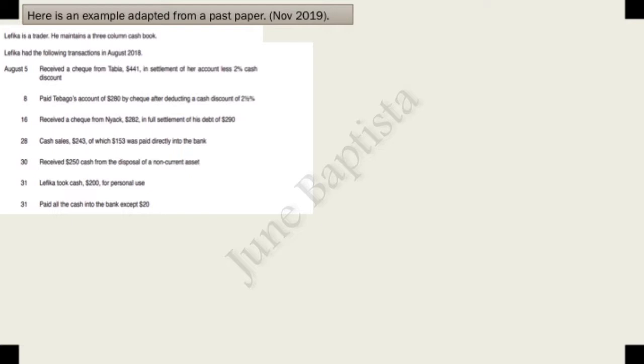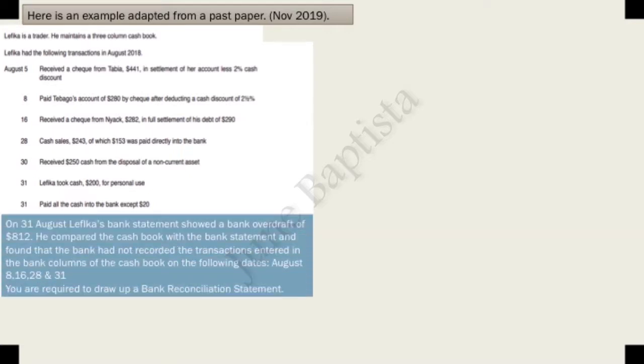Video resumes. Additional information. On August 31st, Lafika's bank balance showed a bank overdraft of $812. He compared the cash book with the bank statement and found that the bank had not recorded transactions entered in the bank columns of the cash book on the following dates: August 8th, 16th, 28th, and 31st. You are required to draw up a bank reconciliation statement.